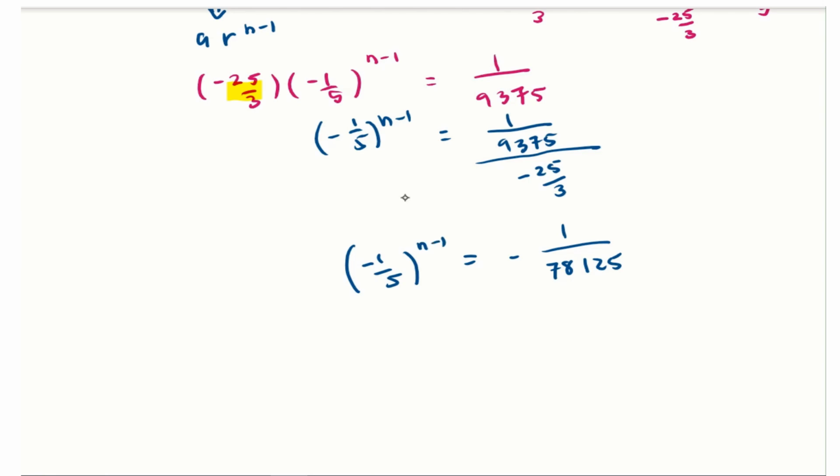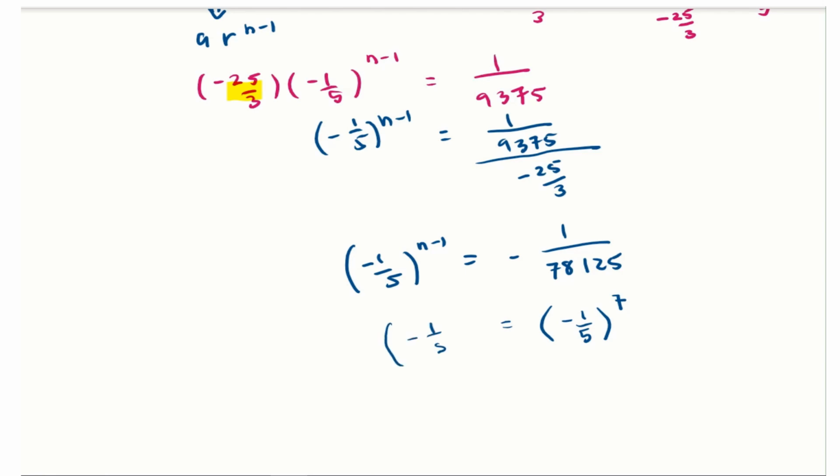Okay, now we are going to find whether negative 1 over 78,125 can be changed to the base form negative 1 over 5. So we check whether it can or cannot. So we try. For this case, it can be changed. We can change negative 1 over 78,125 to the base negative 1 over 5 to the power of 7.